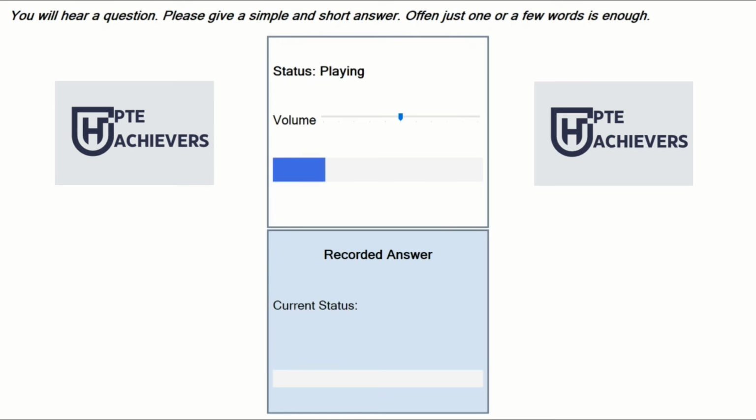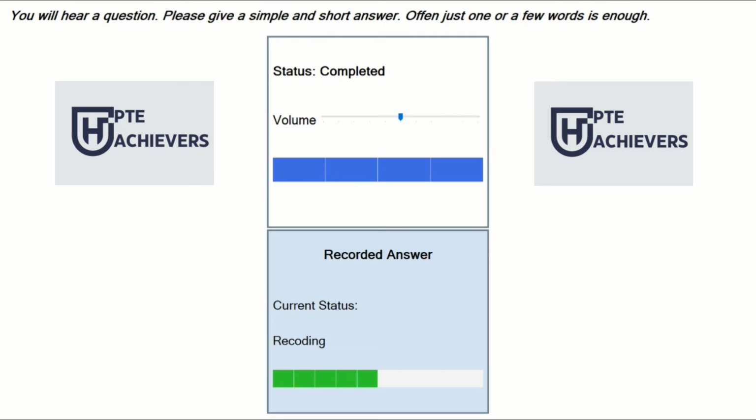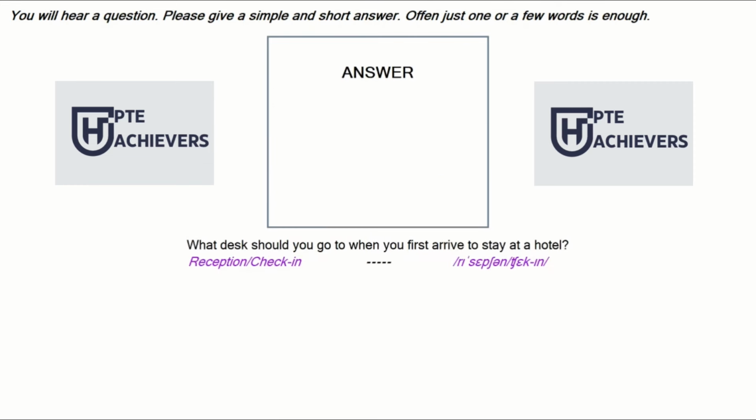What desk should you go to when you first arrive to stay at a hotel? Reception. Check-in.